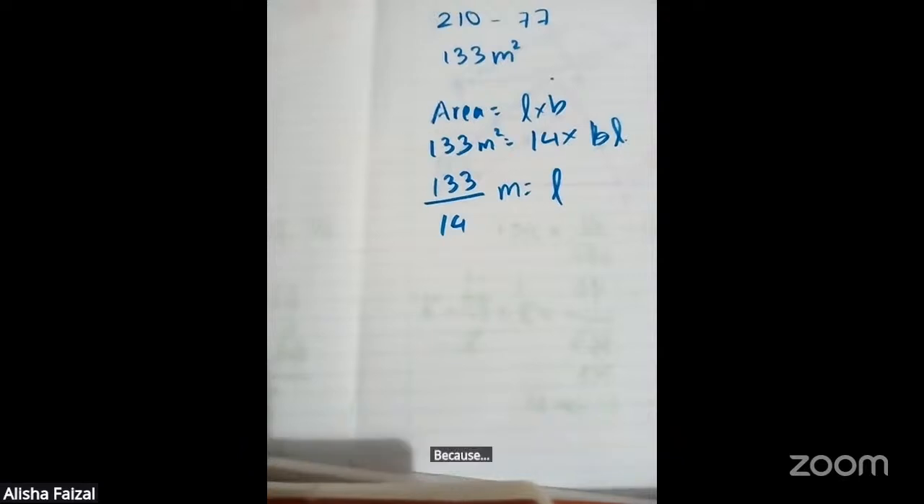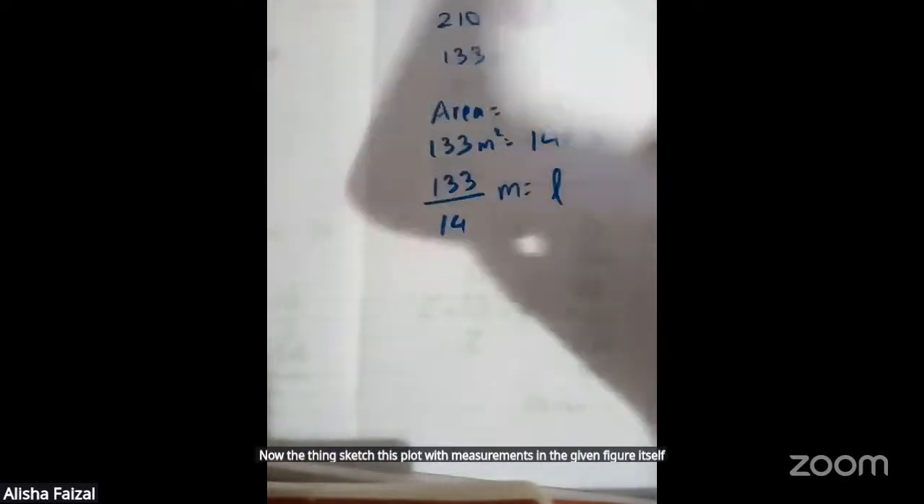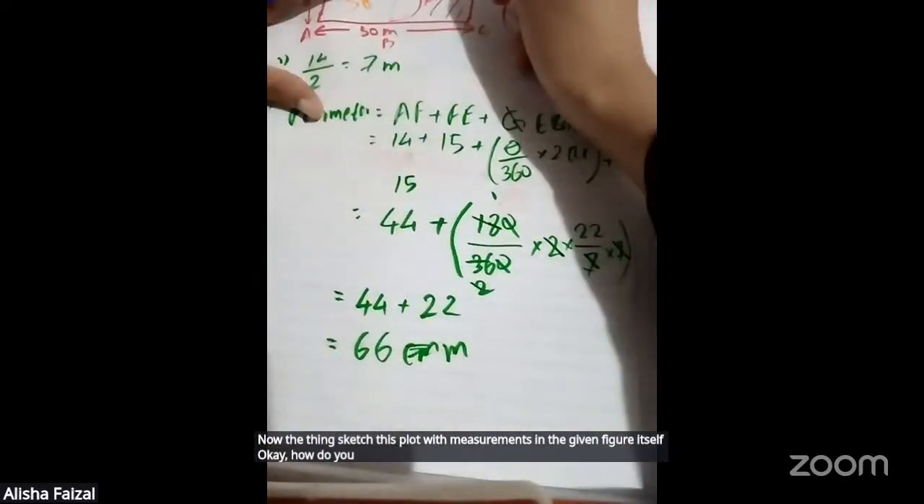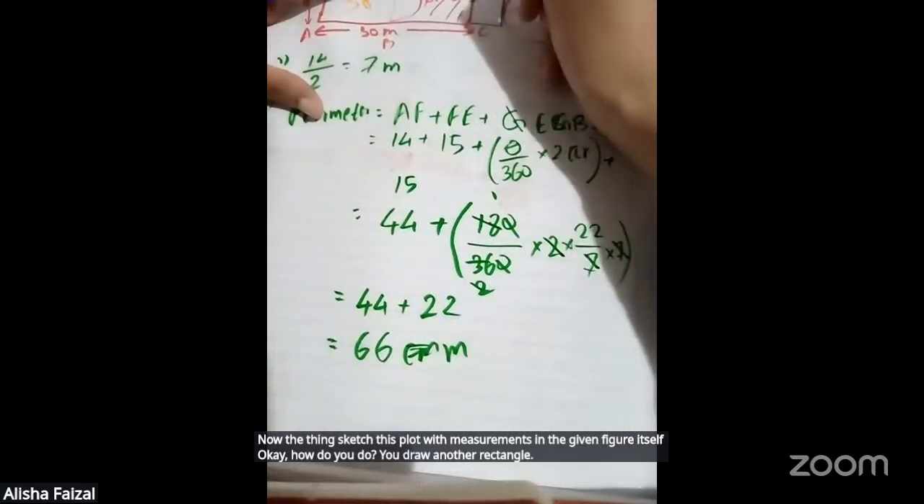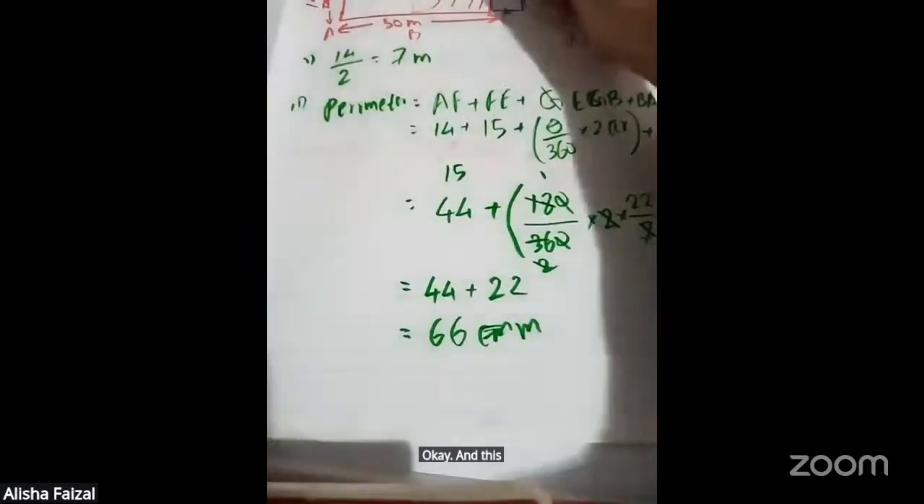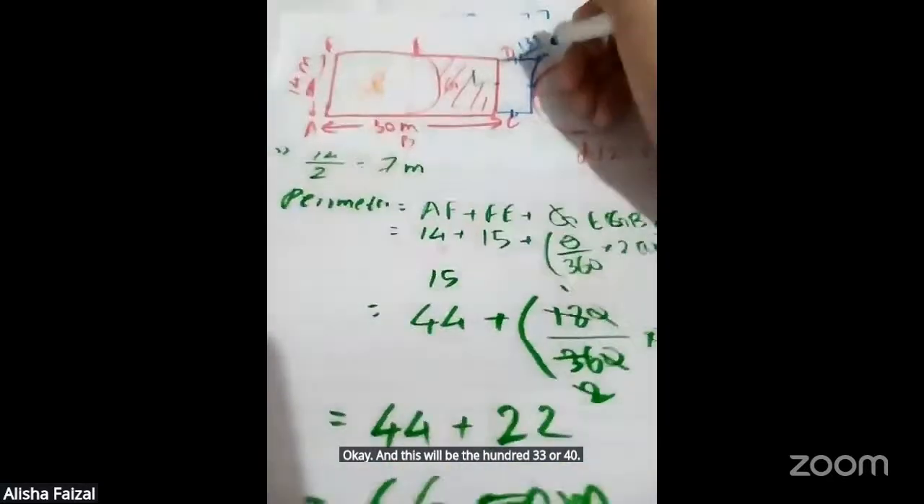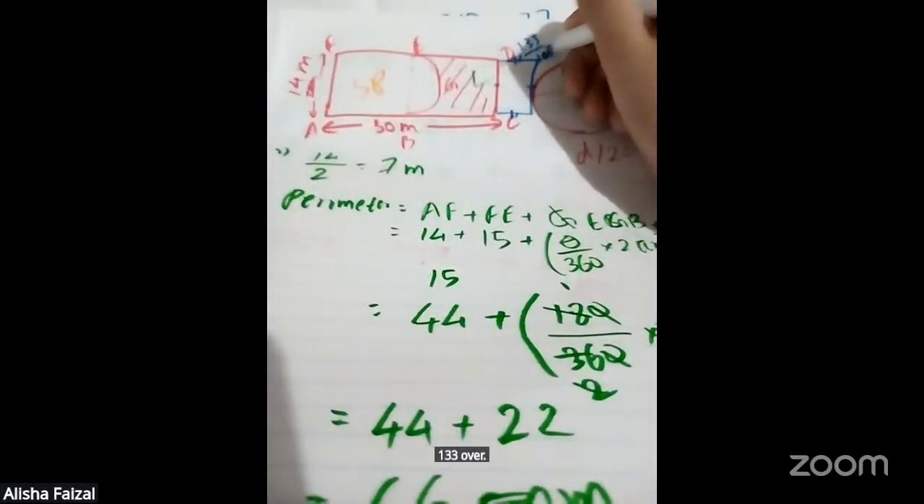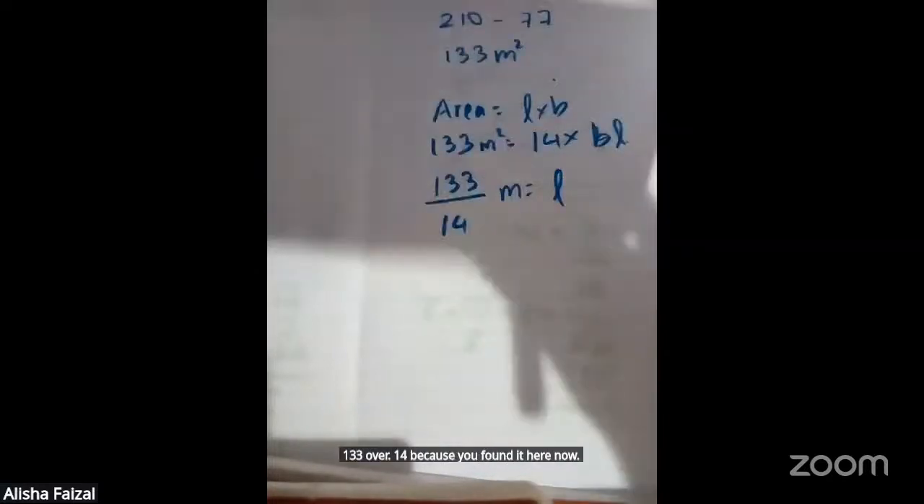Any doubts? Is this confusing? And also, we forgot one more thing. We didn't finish the question still. See, now they are saying sketch this plot with measurements in the given figure itself. How do you do that? You draw another rectangle, and this will be 133 over 14. Because we found it here now, same thing, we write it here.